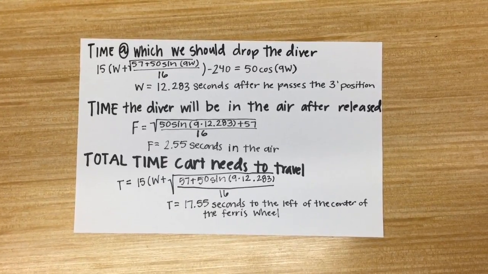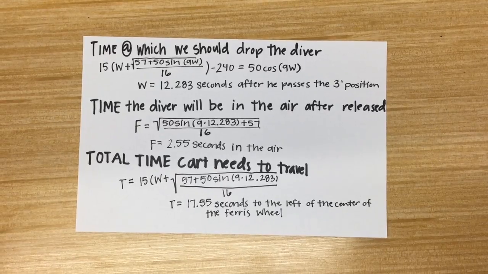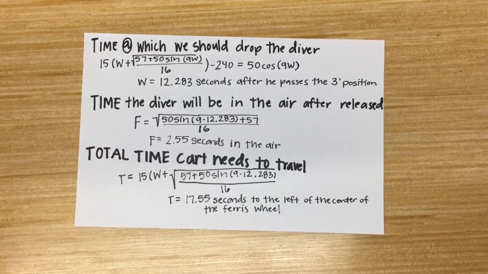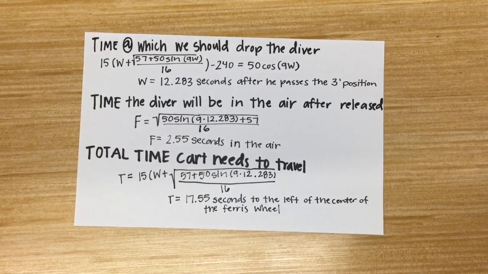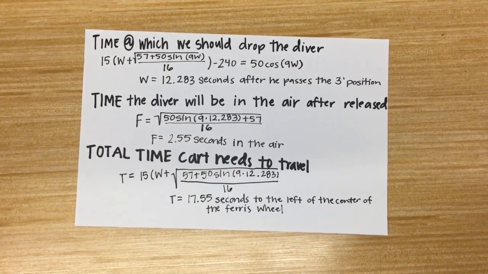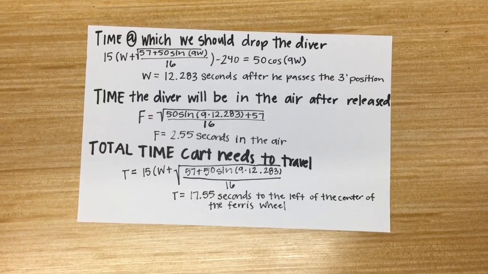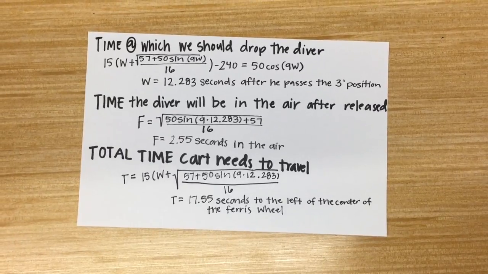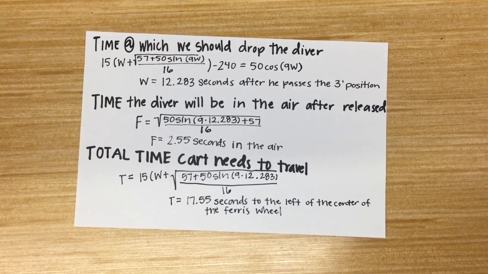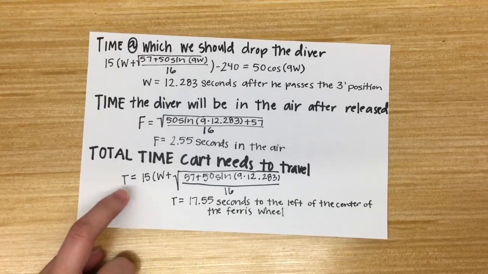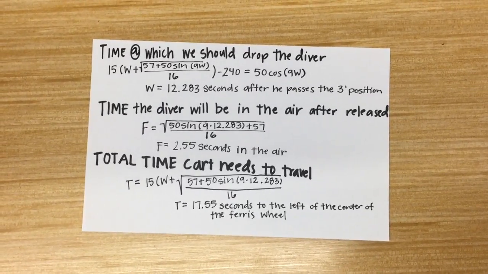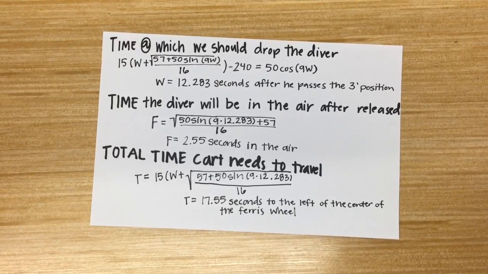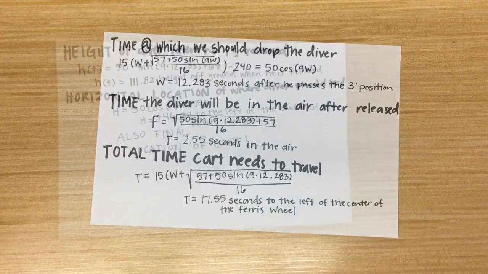And so in order to find the time the diver will be in the air after released, we have to plug in the 12.283 into the falling time equation, and that gave us 2.55 seconds in the air. And for the total time the cart needs to travel, we again also plugged in the 12.283 into this equation, and we got that the time would be 17.55 seconds to the left of the center of the Ferris wheel. That's how much the cart would move.